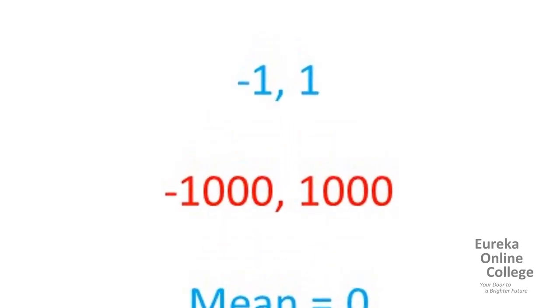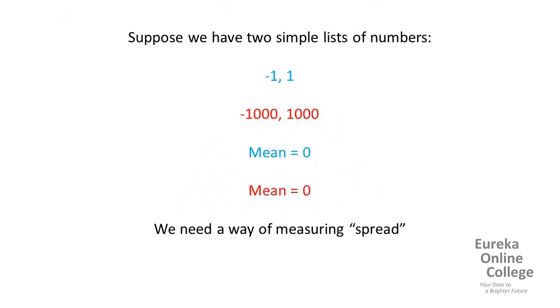But we can see that the red list of numbers is far more spread out than the first list of numbers. So in the blue list, each number is only 1 unit away from the average, whereas in the second list, each number is 1,000 units away from the average. But they both have an average of 0, so clearly the average doesn't give us any indication as to how spread out the data is about the mean. Okay, so we need a way of measuring how spread out the data is, because the average, whilst it might give us a value for some sort of central tendency, doesn't give us any information with regards to how those data points are distributed.